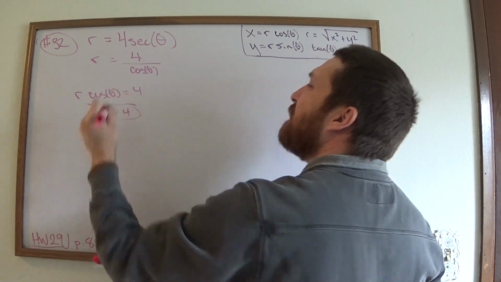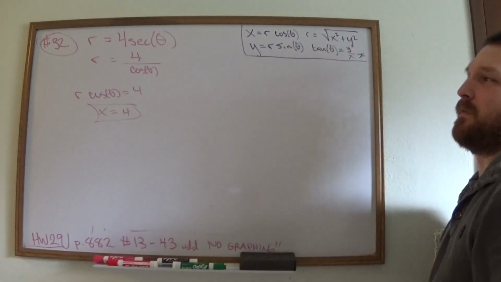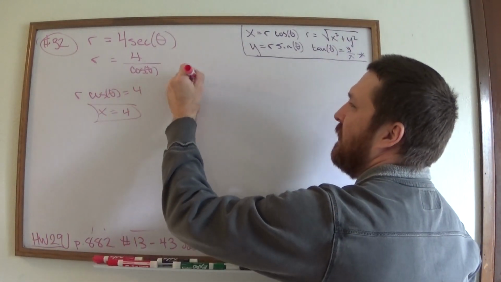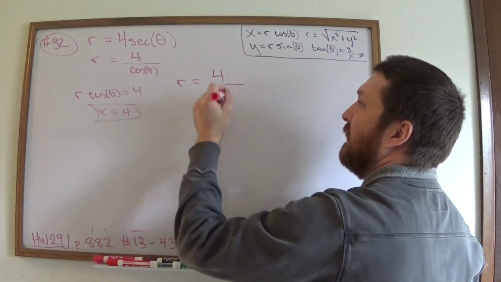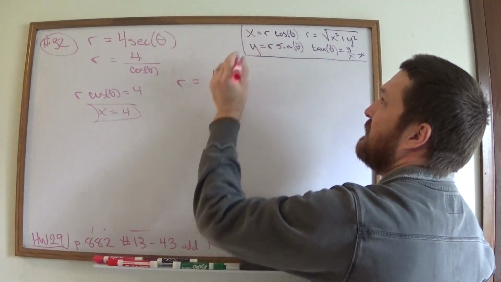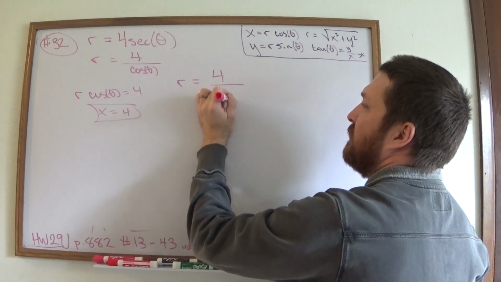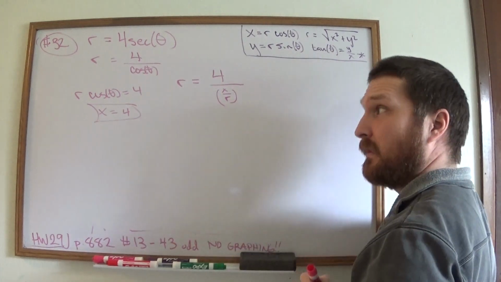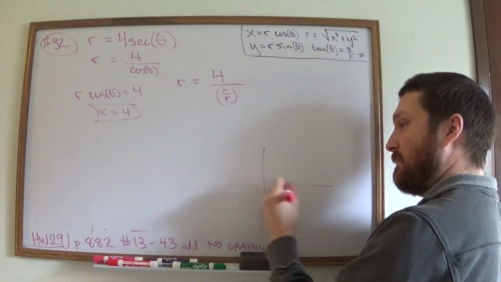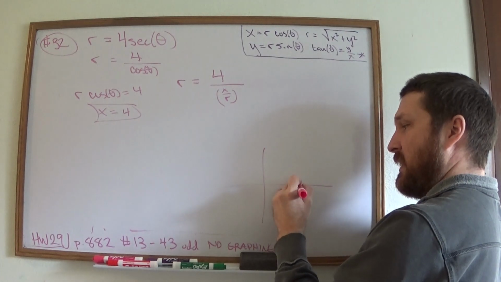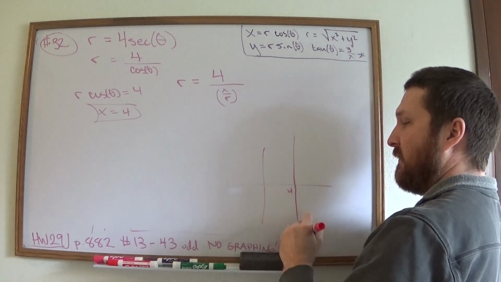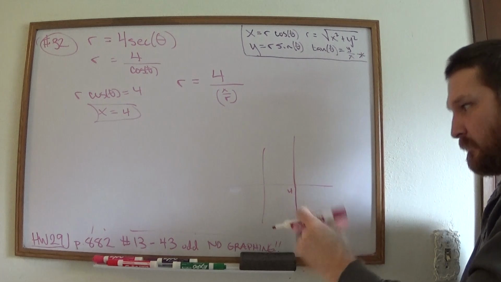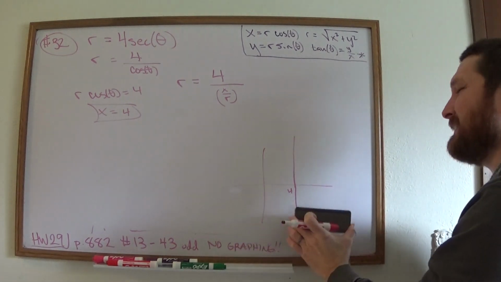Or you can make your life miserable. It's an up and down line. You could say that's the same thing as x over r. Yeah, that's an up and down line, exactly. If x is equal to 4, then here at x you're equal to 4. And y is free. No matter what value of y you plug in, you get 4 out.